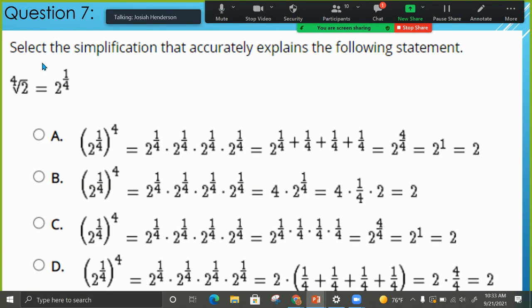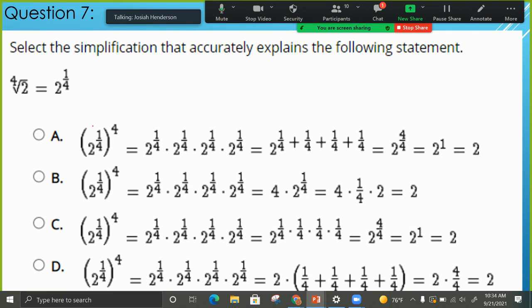So what we're dealing with is right here at the top, we've got the fourth root of 2 equals 2 to the 1/4. That's like the conversion, right, from radical to power form. And what they're asking us to do is kind of show us properly using the rules which one of these options below, A, B, C, or D, is accurately using the rules. Is like proving that the radical form equals the power form. So let's start with A and we'll just kind of check it out, see if it makes sense. And if it does, it's our winner. If it's not, we'll move on.